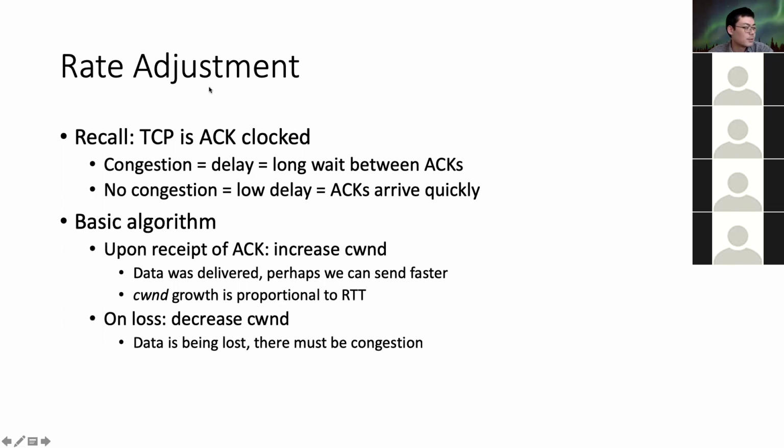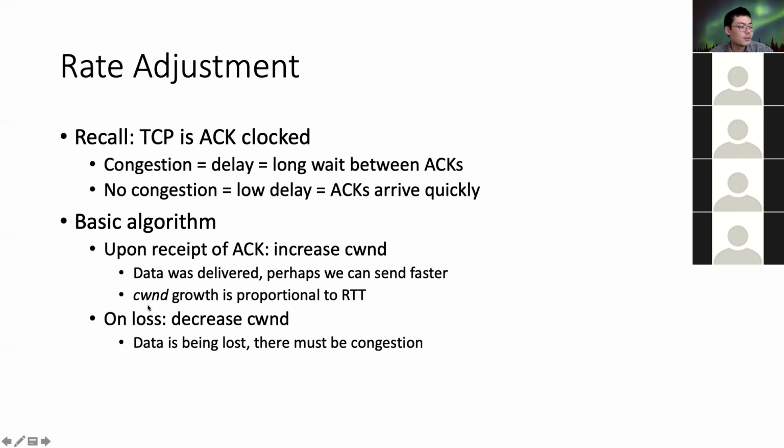So the basic algorithm for rate adjustment is that upon receiving acknowledgement, you should increase the window. Because if some packets are acknowledged, the sending speed is okay, so you can increase it. Data was delivered, perhaps we can send faster. The congestion window can grow proportional to the round trip time. If your round trip time is short, you can grow faster. If your round trip time is long, probably there's some congestion happening, some packets building up in the queue, so you should not increase that fast.